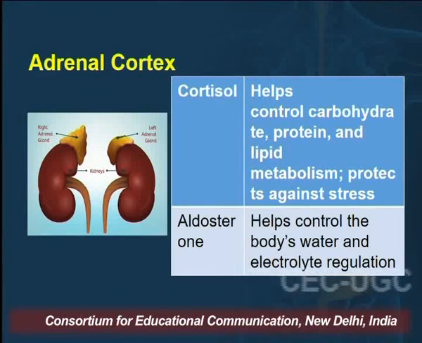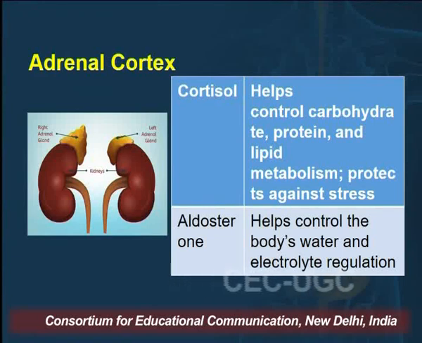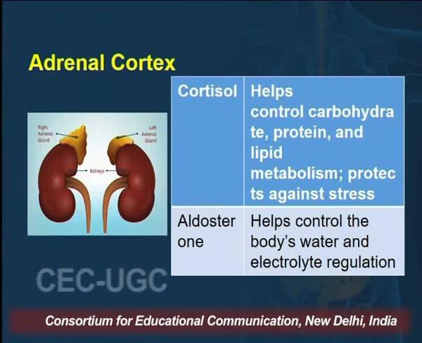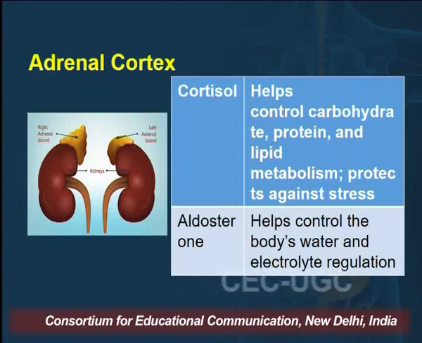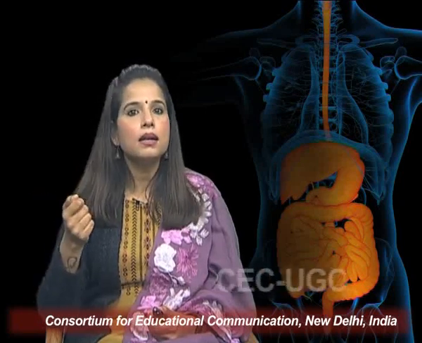Now, the adrenal cortex. These are the glands which are situated on the top of the kidneys, as we can see, and the adrenal cortex releases cortisol, which helps control carbohydrate, protein and lipid metabolism and protects against stress. The next hormone released by the adrenal cortex is aldosterone, which helps control the body's water and electrolyte regulation. So the adrenal glands are small structures located on the top of the kidneys. Structurally, they consist of an outer layer, that is the cortex, and an inner layer, that is the medulla.